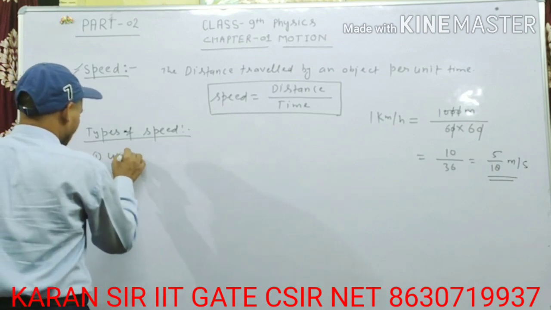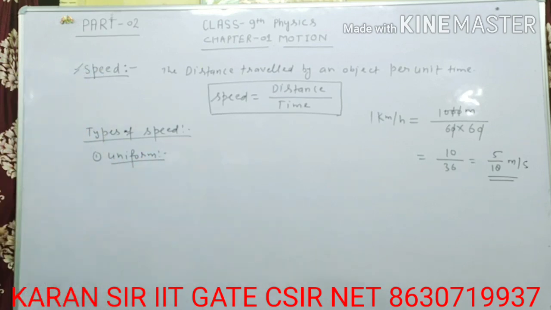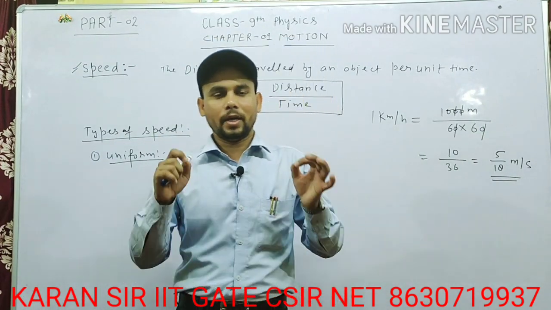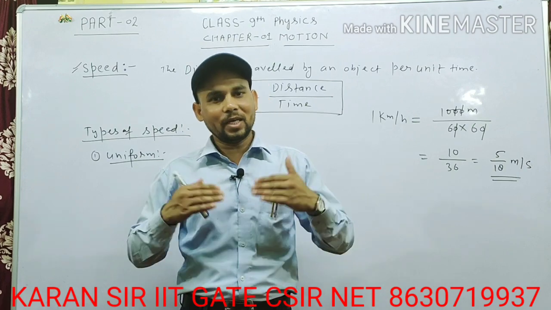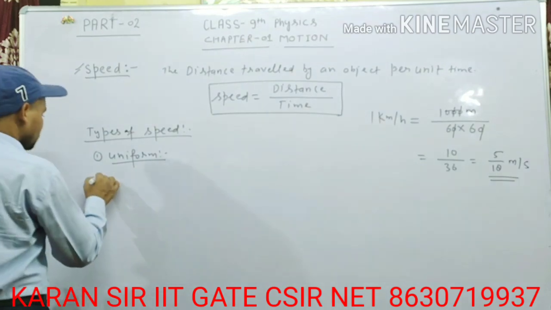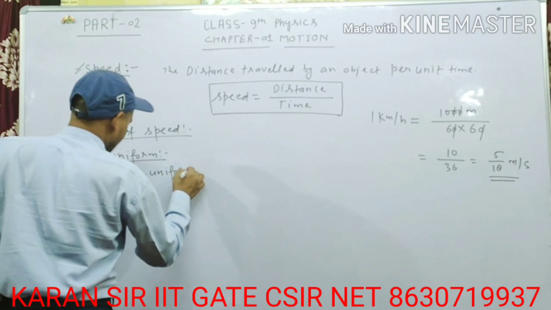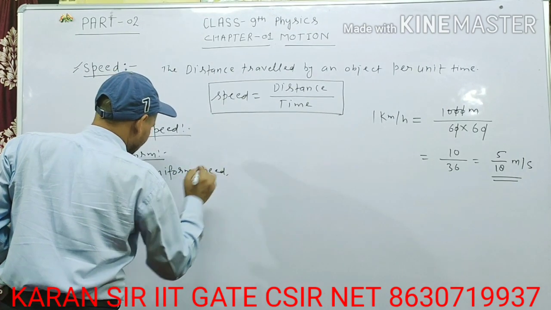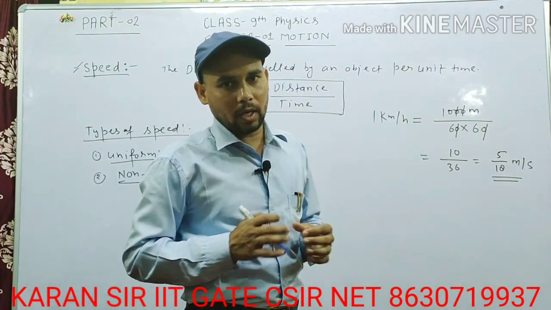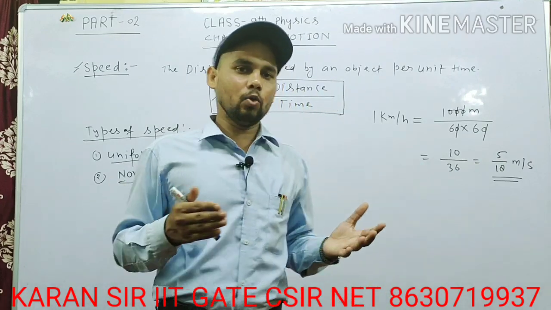Uniform speed, so you can write the definition. What is uniform speed? Uniform speed means when an object covers equal distance in equal intervals of time, then the speed is said to be uniform speed. The next one is non-uniform speed. You can also define it: when an object covers unequal distance in equal intervals of time, then the speed is said to be non-uniform speed.